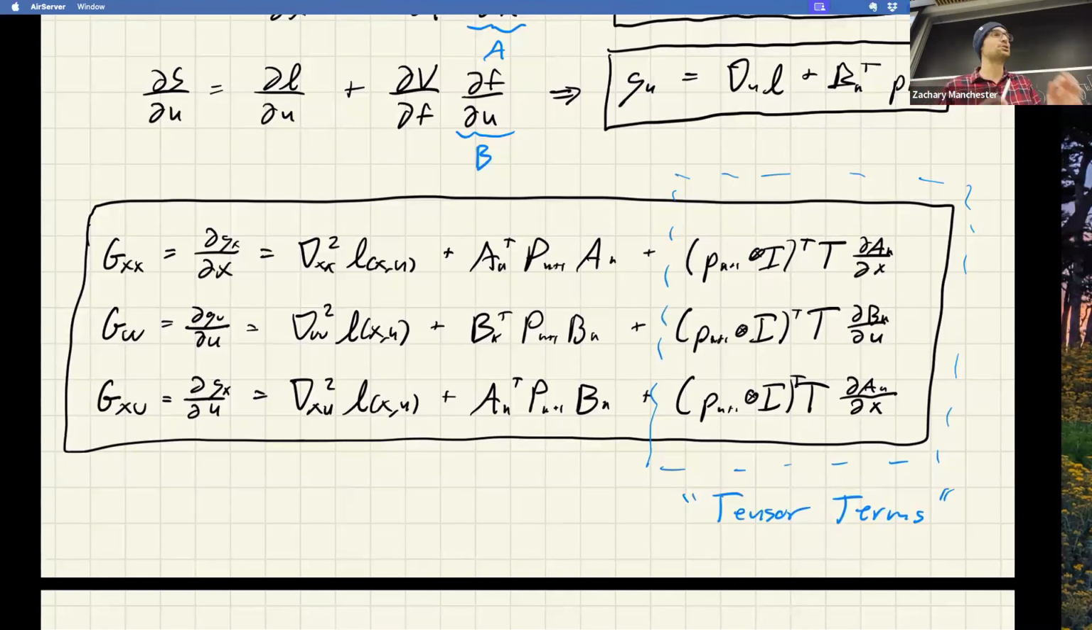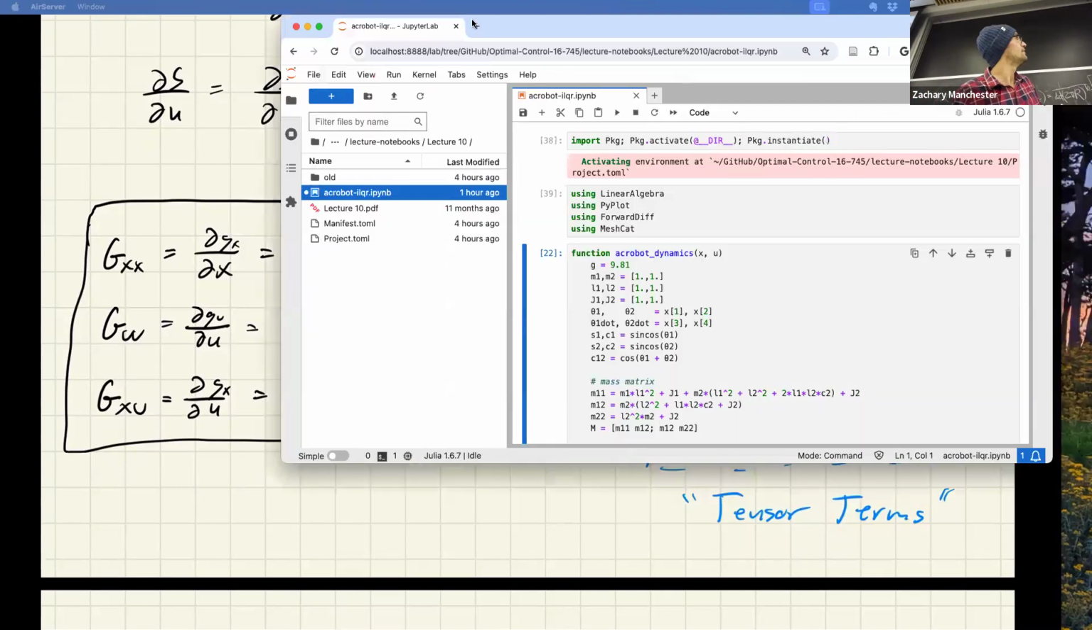And I'd say the majority of implementations out there throw those tensor terms out because they're a pain to compute. Same story as when we talked about Gauss-Newton versus full Newton: those terms are expensive to compute and they tend to not help all that much. So in terms of wall clock time, it usually isn't really worth it, and you just throw them out and do the Gauss-Newton version. Okay, so now we got code.